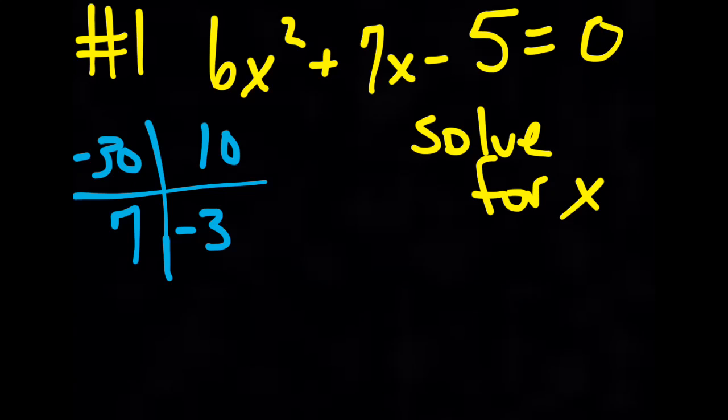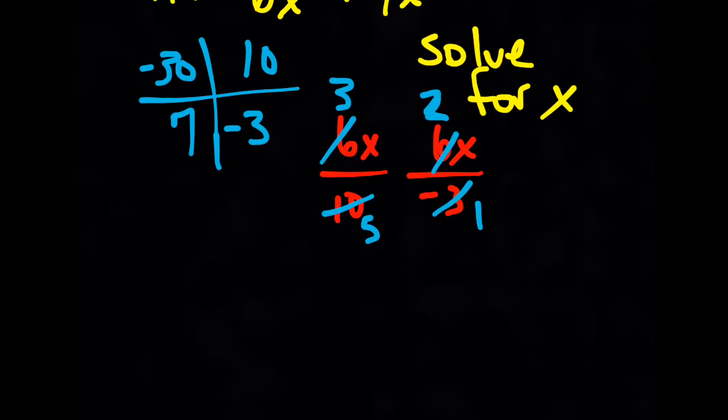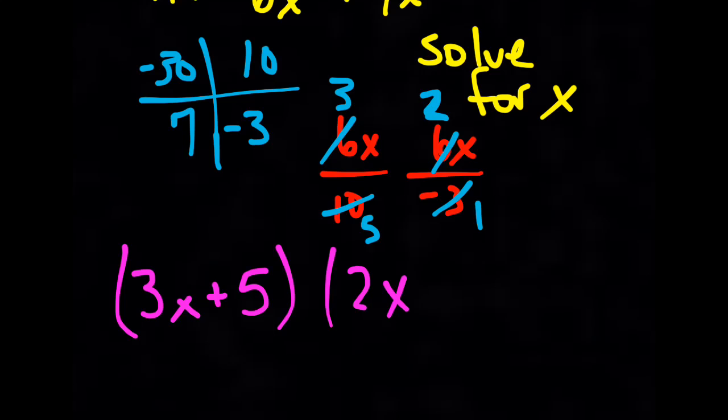All right, to get my two parentheses, I'm going to make two fractions. Put 10 under one, -3 under the other, and cancel out what I can. With the 6, I can cancel a 2 out of the 6, and I'm left with 3. I can take a 2 out of the 10, and I'm left with 5. 3 out of the 3 is a 1. 3 goes in 3 one time. 3 goes in 6 twice. So now after I produce those fractions, I can make my two parentheses. So I've got 3x plus 5 times 2x minus 1, and they all equal 0.